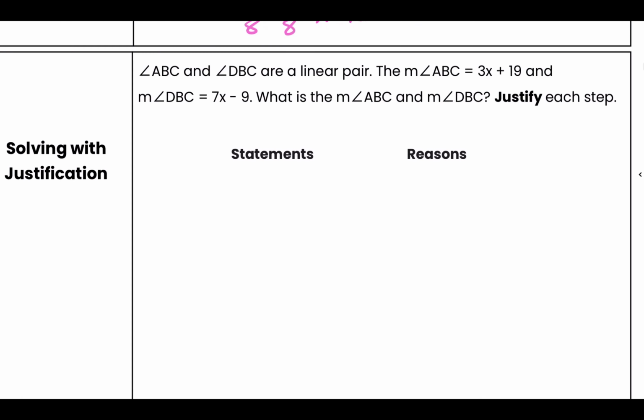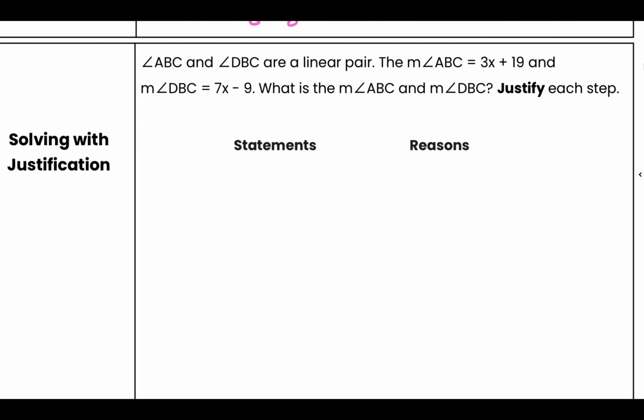Okay, very last problem. Angle ABC and DBC are a linear pair. So linear pair looks something like this, okay? So we know that we have A, B, C, and C, B, D. So your picture doesn't have to be perfect. We just have to have a picture, okay? And in our picture, we know that we have 3x plus 19 is the measure of ABC, and 7x minus 9 is the measure of CBD, and the whole thing equals 180 because it's a linear pair.